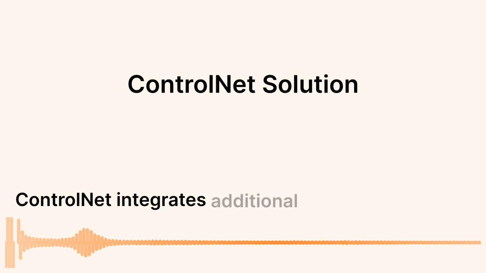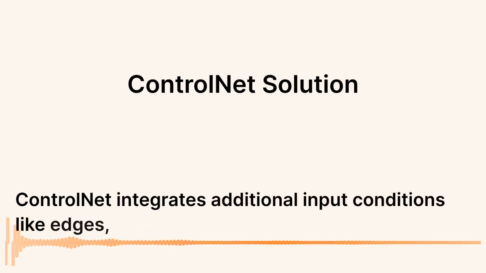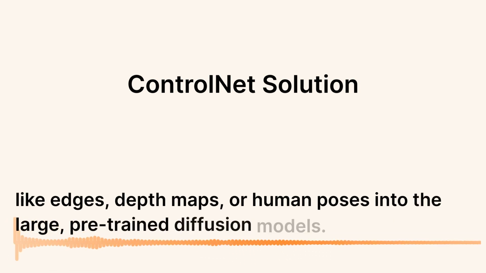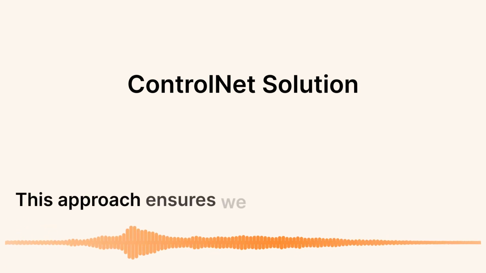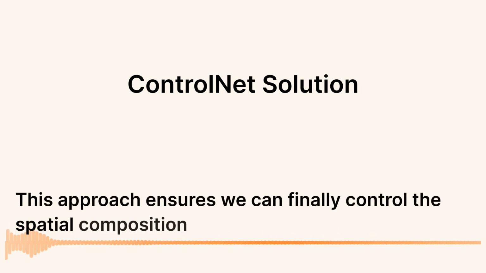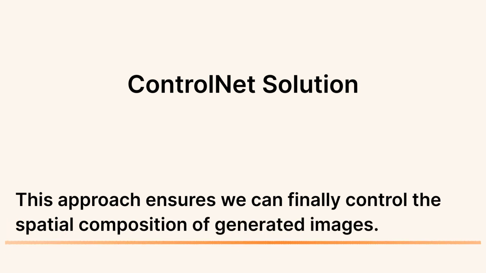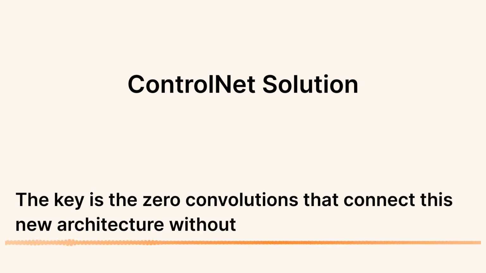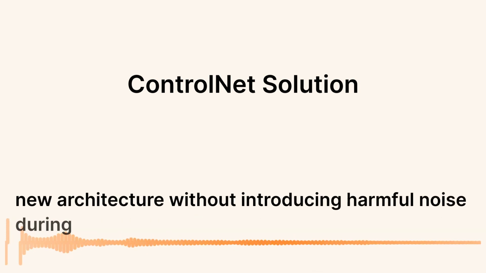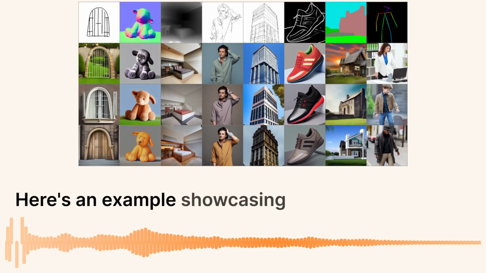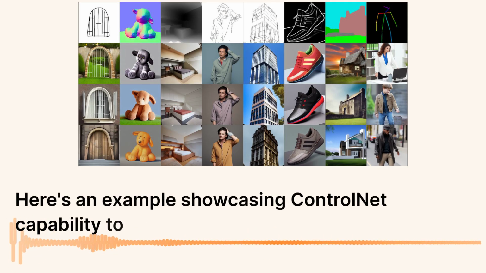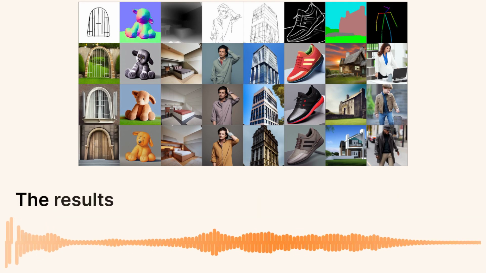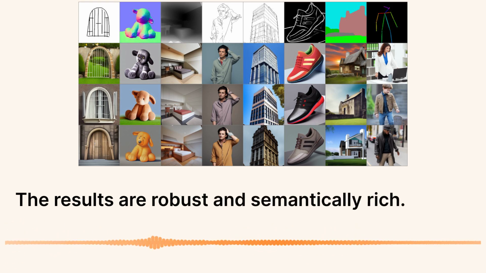ControlNet integrates additional input conditions like edges, depth maps, or human poses into the large pre-trained diffusion models. This approach ensures we can finely control the spatial composition of generated images. The key is the zero convolutions that connect this new architecture without introducing harmful noise during training. Here's an example showcasing ControlNet's capability to process various input conditions without text prompts. The results are robust and semantically rich.